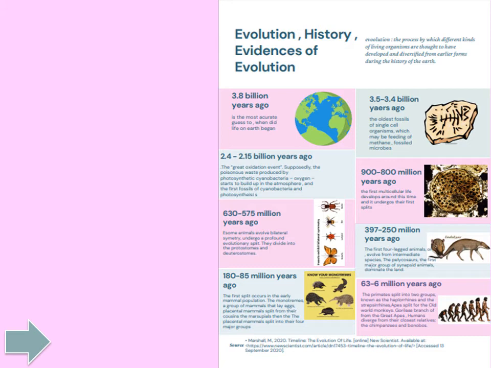And finally, from 63 to 6 million years ago, is when the primates split into two groups known as the haplorhines, the wet-nosed primates, and the strepsirrhines, the dry-nosed primates. Also, apes split from the Old World monkeys. Then gorillas branched off from the great apes. Finally, humans diverged from their closest relatives, the chimpanzees and bonobos.